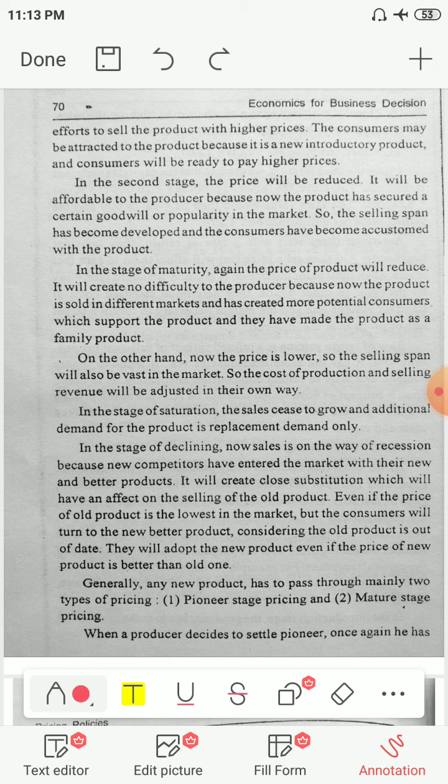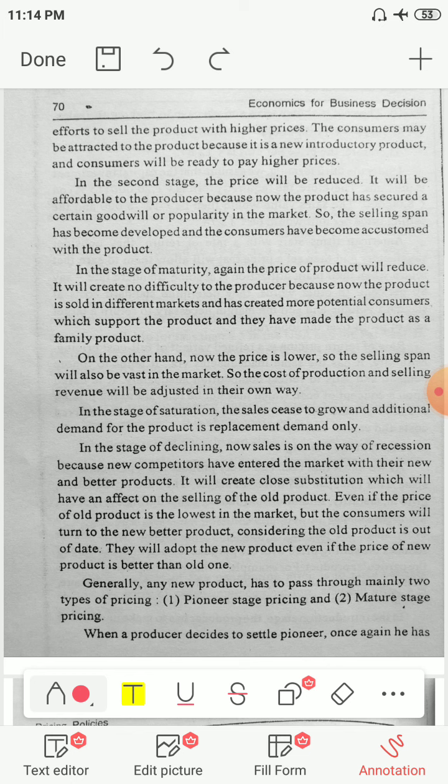Then in the stage of maturity, again the price of the product will reduce. It will create no difficulty to the producer, because now the product is sold in different markets and has created more potential consumers who support the product, and they have made the product a family product.